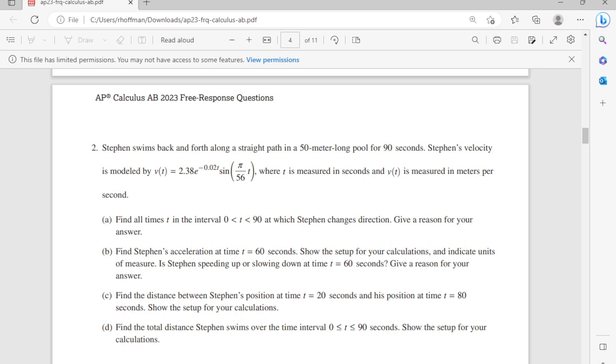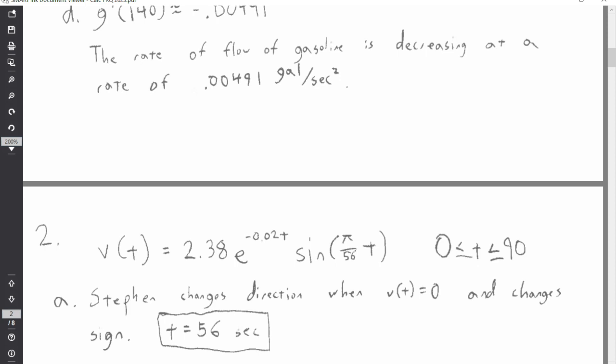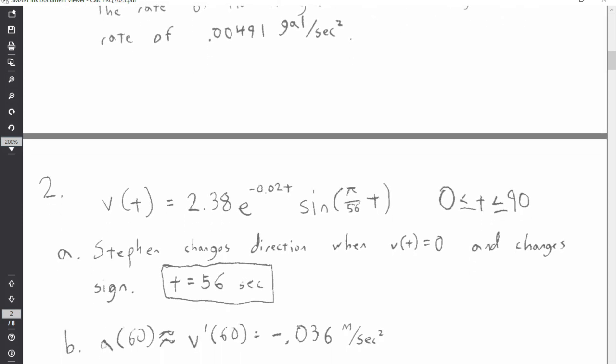Part B. Find the acceleration at 60, show the setup, and indicate units of measure, and are we speeding up or slowing down? So first off, if we want to show the setup of acceleration, how does acceleration connect to velocity? This is what they're looking for you to say. Well, acceleration is the derivative of velocity. So I want v prime of 60, then put it in your calculator, and meters per second squared for acceleration.